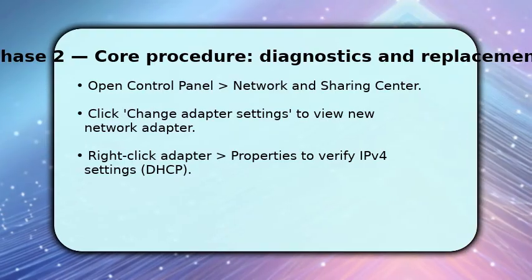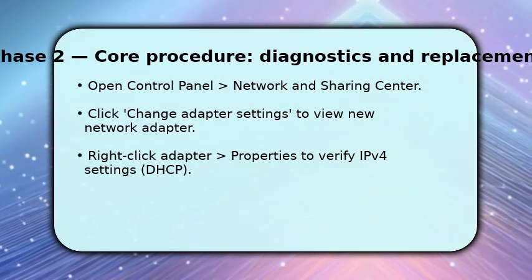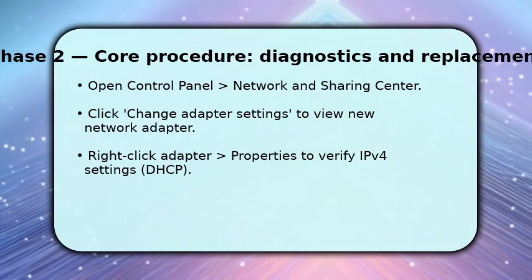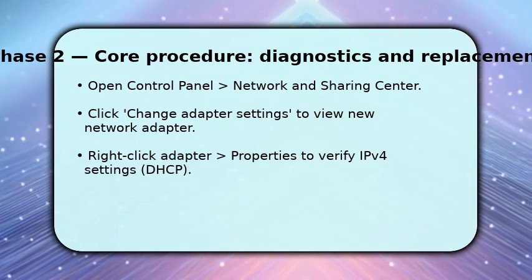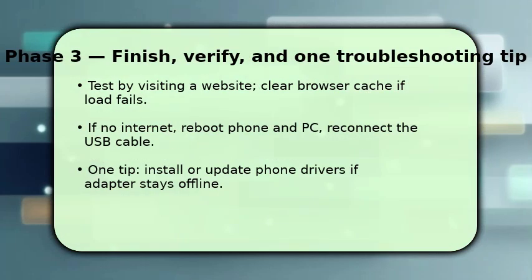Ensure Obtain an IP address automatically and Obtain DNS server address automatically are selected. After that, return to the adapter and choose Diagnose if the icon shows limited connectivity. Windows will attempt fixes and finish by opening your browser and loading a web page.